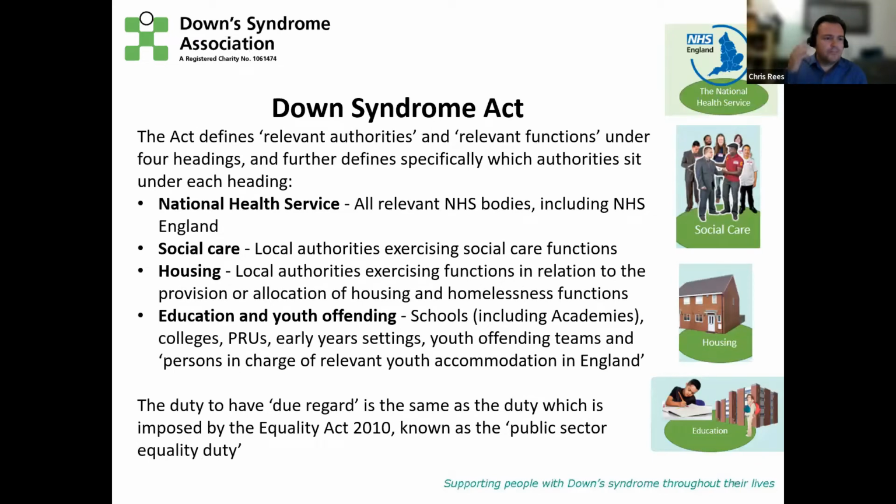In terms of a couple of the key references in the Act about relevant authorities and relevant functions, these are reflected in the call for evidence. Certainly the relevant authorities are. The relevant authorities identified are the National Health Service, social care, housing, education, and youth offending. If you want to look in more detail, we did a legal event about the Act. There's a video online, and we have a legal briefing as well, which goes into this in more detail.